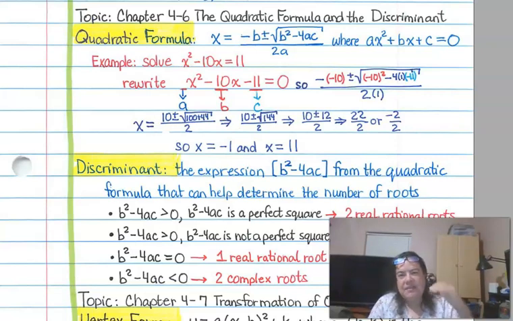Hey guys, so on the next section, we're looking at chapter 4-6. This is all about the quadratic formula and the discriminant. So the quadratic formula, you're very lucky.